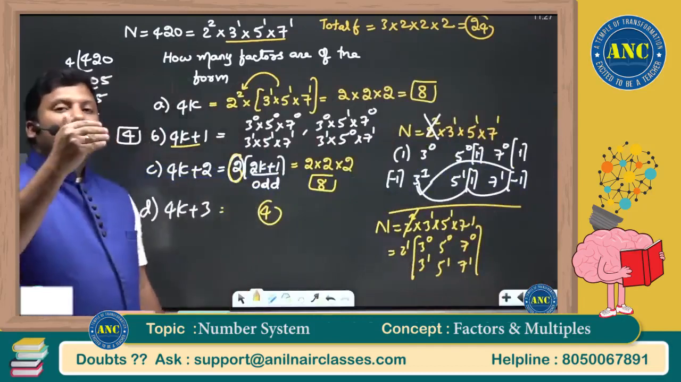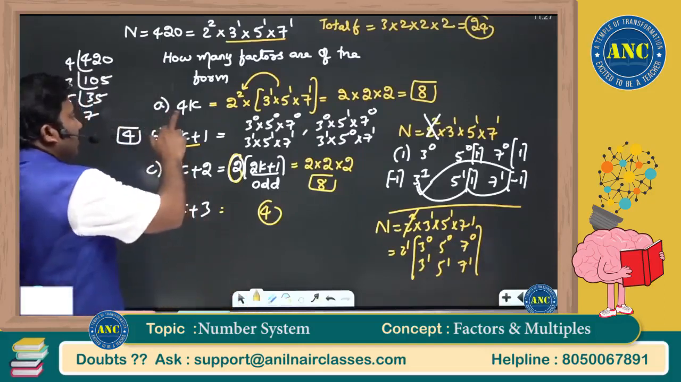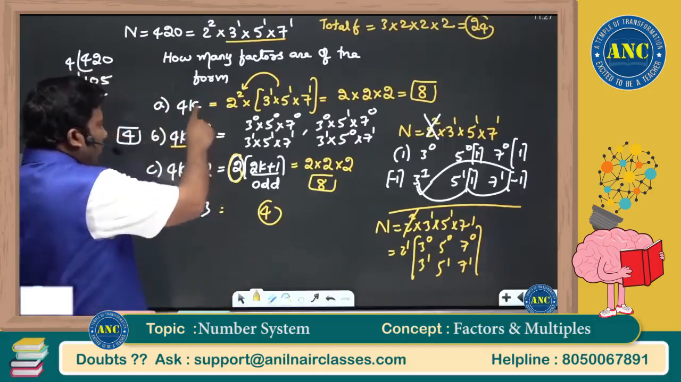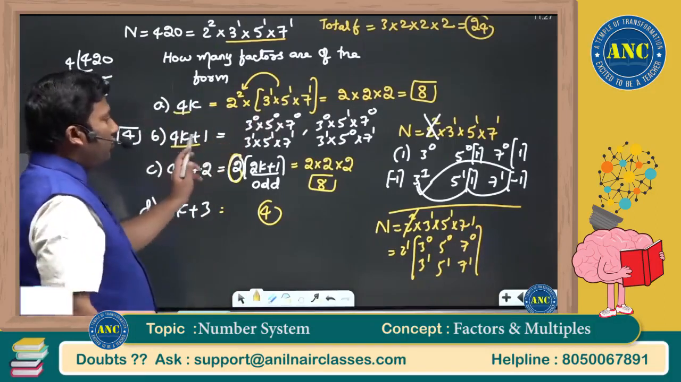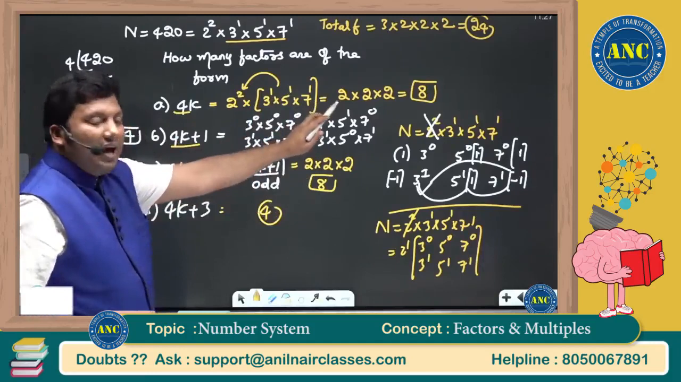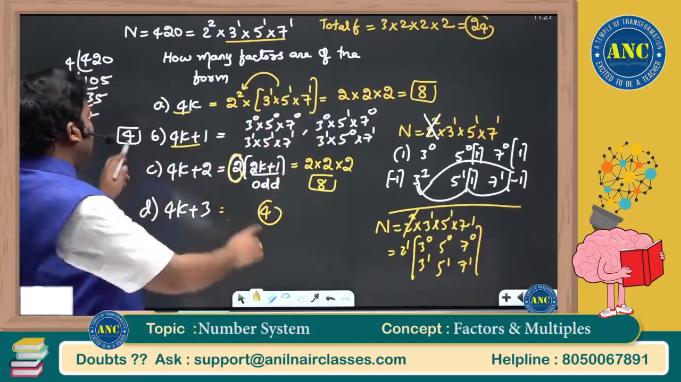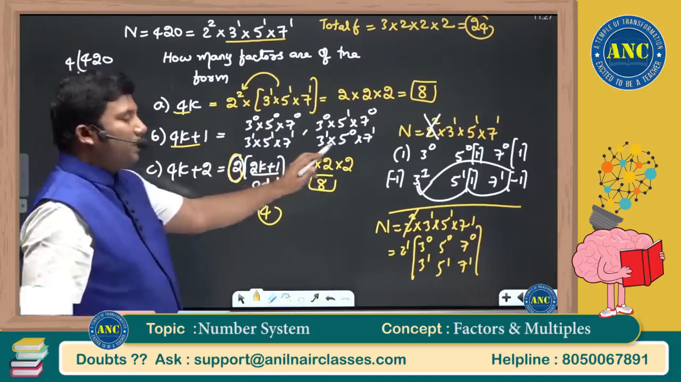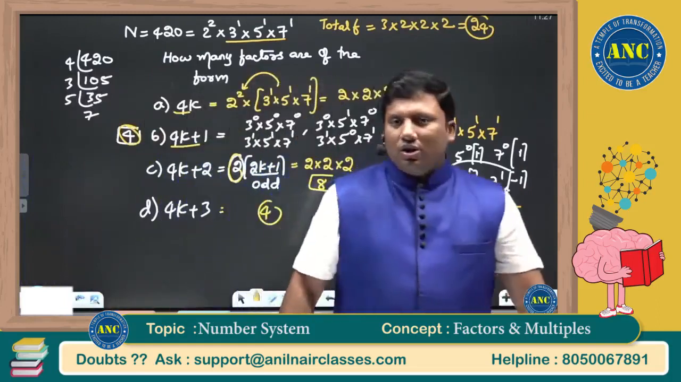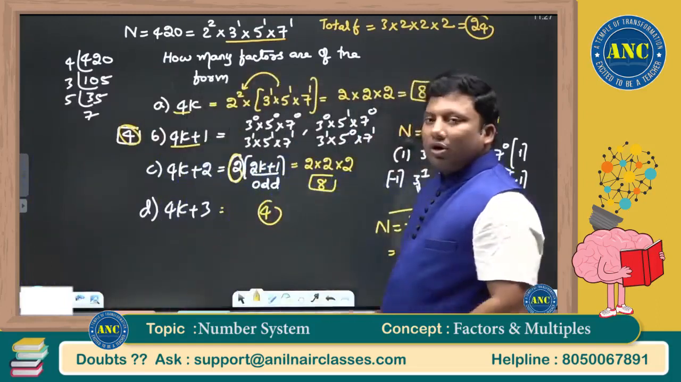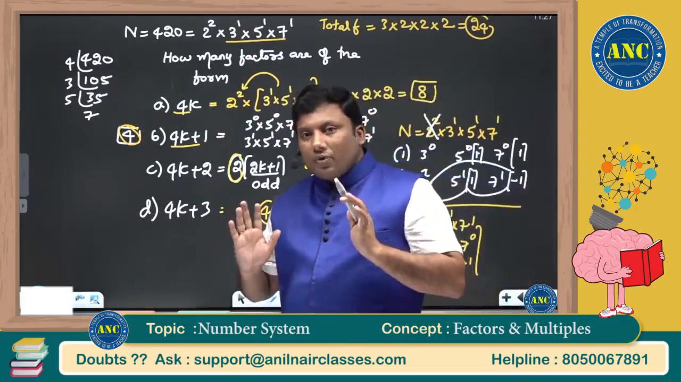Factors when divided by 3, remainder 0, remainder 1, remainder 2. When divided by 4, remainder 0, remainder 1, remainder 2, remainder 3. 4k I got 8. 4k plus 1 I got 8. 8 plus 8, 16. 16 plus 4, 20. Out of 24, 20 factors are out. So the answer is the remaining 4. I hope the idea is clear.